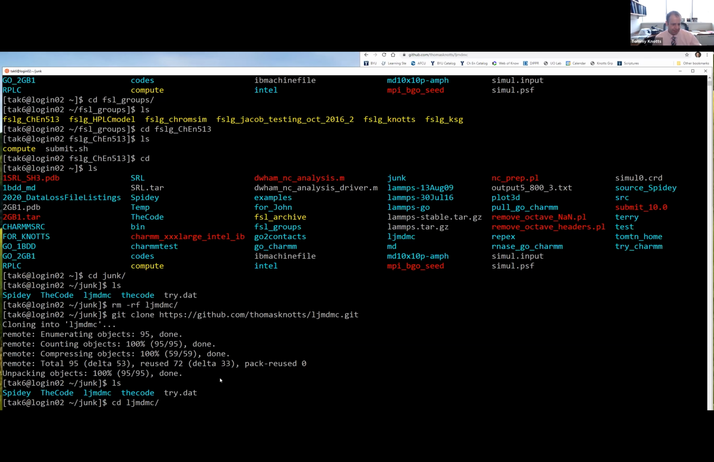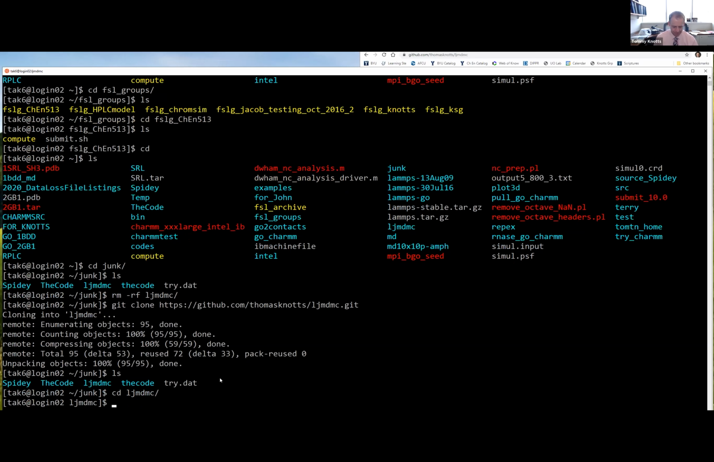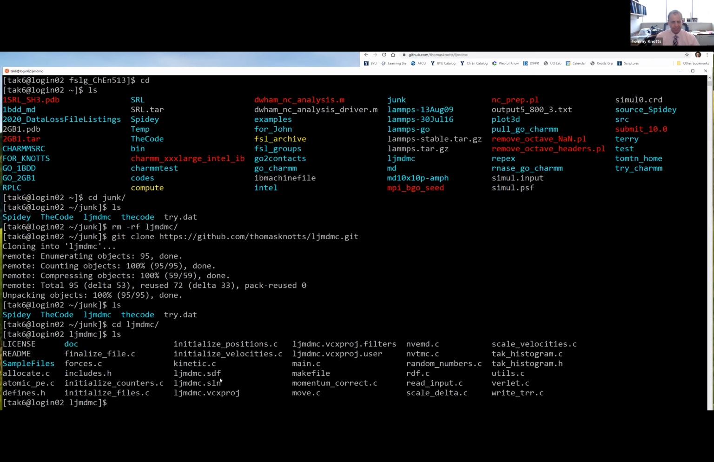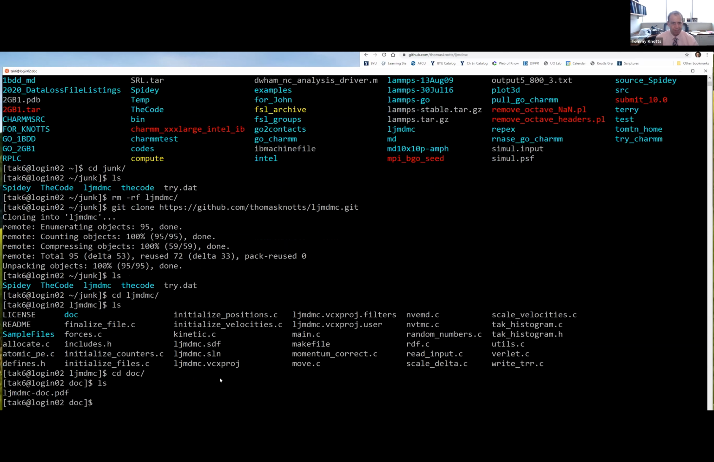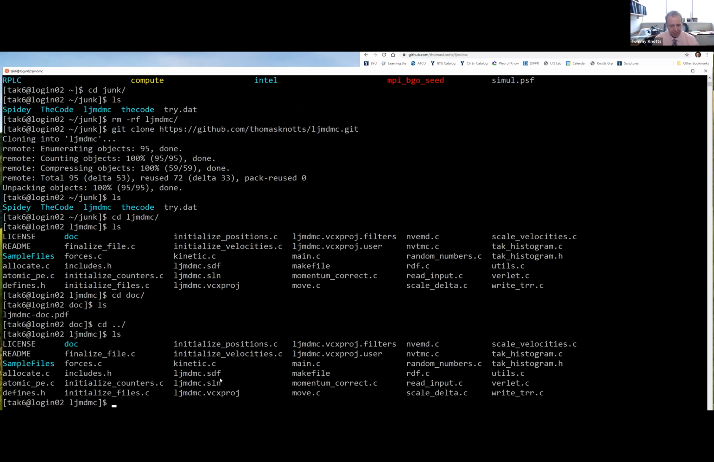Okay, I'm going to go into ljmdmc. So cd ljmdmc. And if I list with ls this directory, you see it's got a bunch of files in it. This is the code that's basically doing the Lennard-Jones simulation. It also has some sample files. It's also got some documentation. If you download that, there's a PDF that kind of explains how to run this.